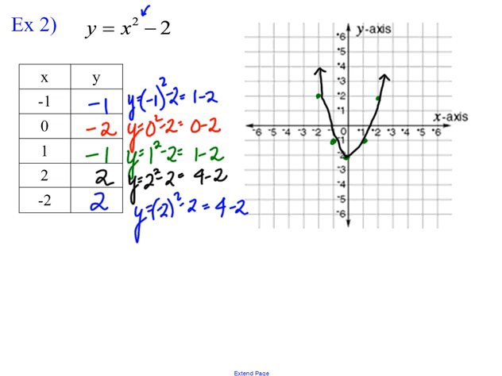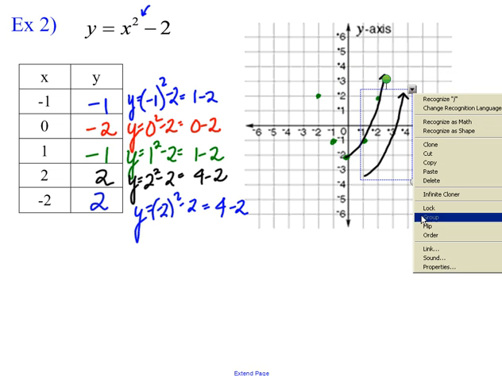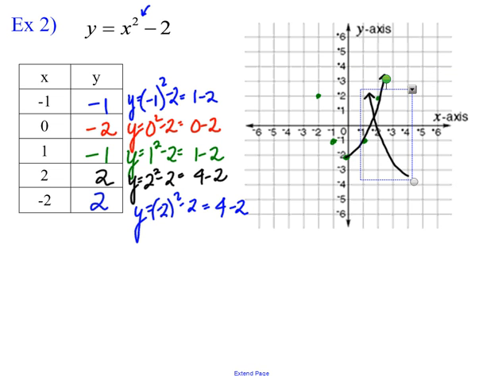Hopefully you guys draw a little better than I do. Let me flip this around this way to make it look a little better. There I go. Okay, a little bit better. So there's our parabola, and that's hopefully what you all got.